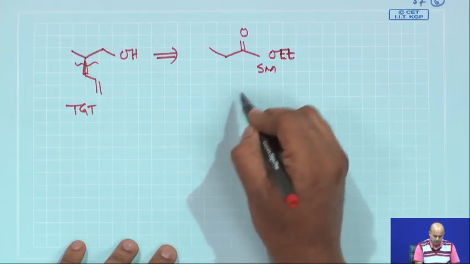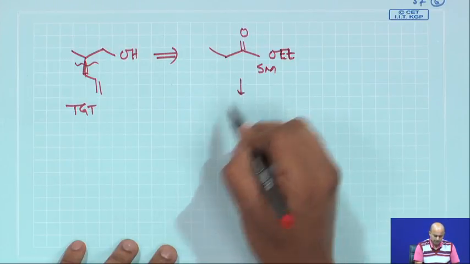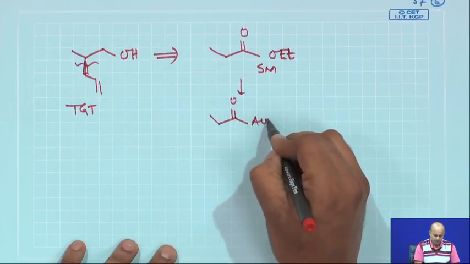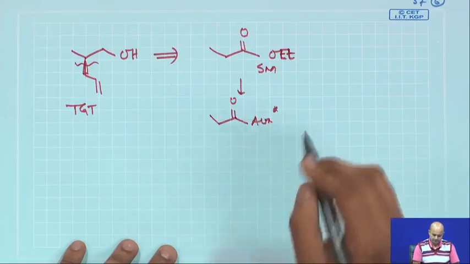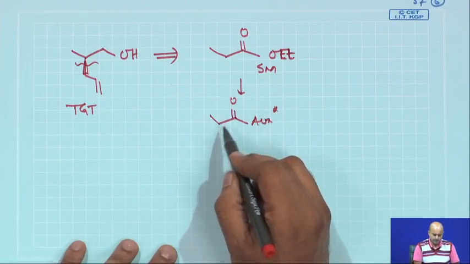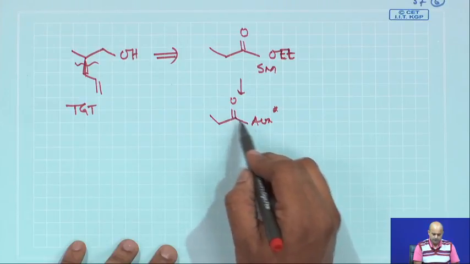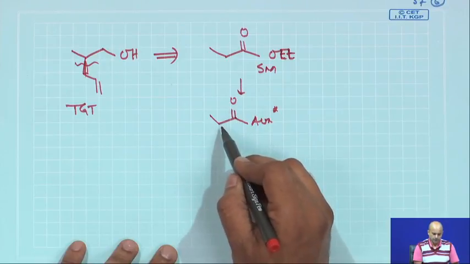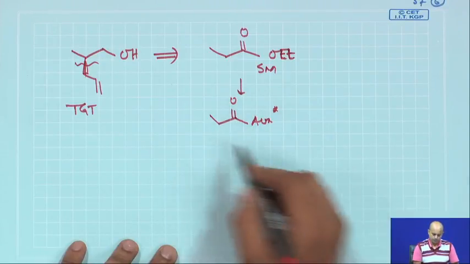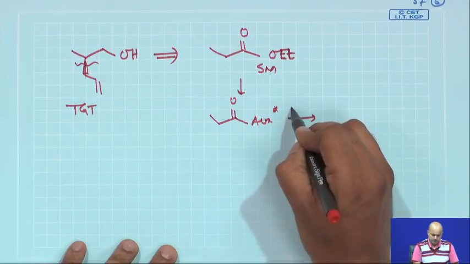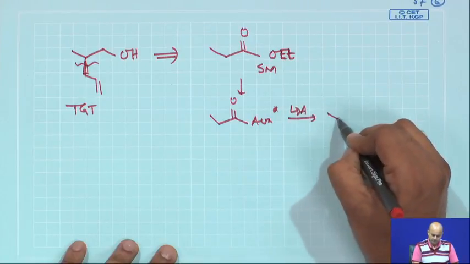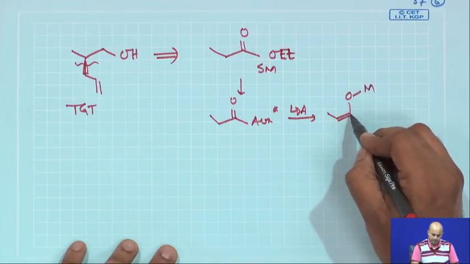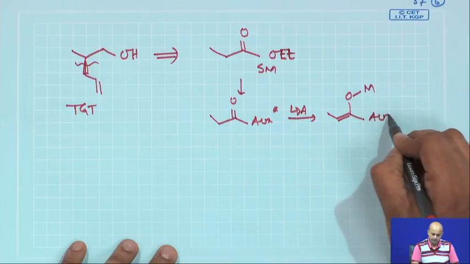I am saying that if you take the starting material and fuse it with a chiral auxiliary, this auxiliary is there. The initial starting material has a carbonyl functionality, so enolate chemistry can be used. If I treat with a base, this compound will give you an enolate, O-metal, and the auxiliary remains here.